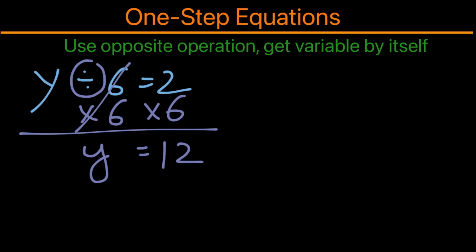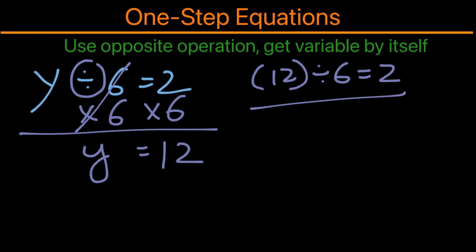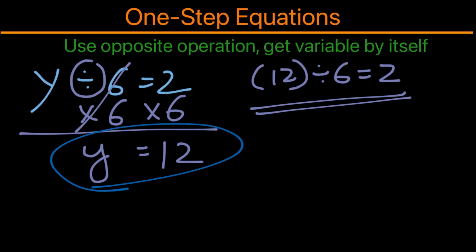Now let's plug it in and see if this checks out. We have 12 divided by 6 equals 2. Now 12 divided by 6 does become 2. So we know that this checks out and that this is the right answer.